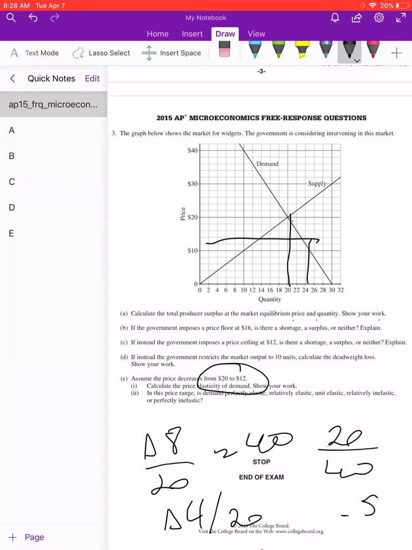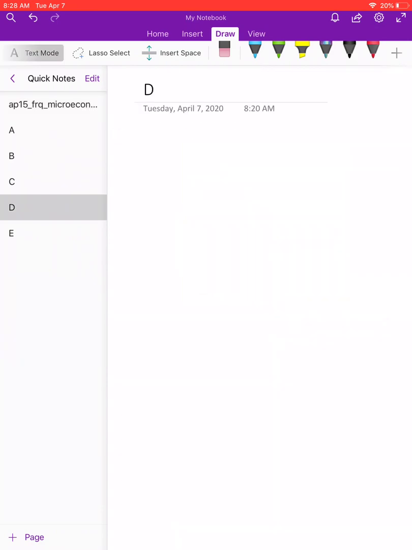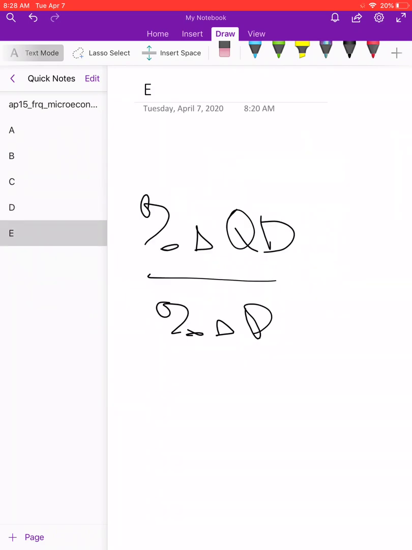What I just did there, though, is a little bit complicated. You have to know your math pretty well, and I think most of you guys do, but there is probably an easier way to do this. The easier way, for most of you, I think, would be what we call the total revenue test.